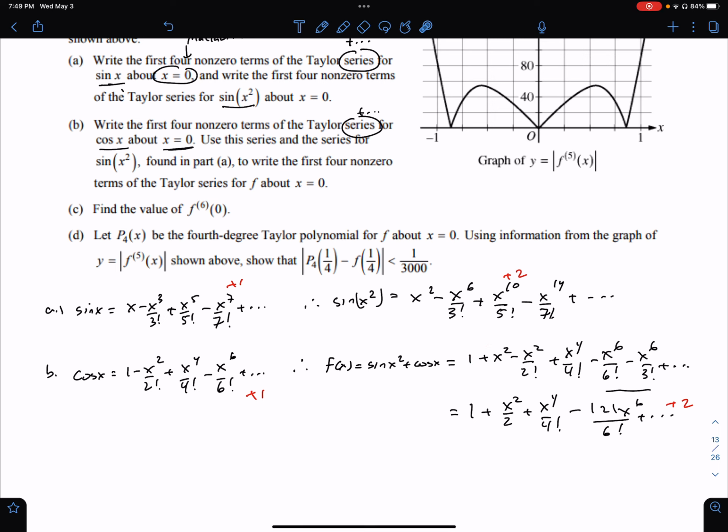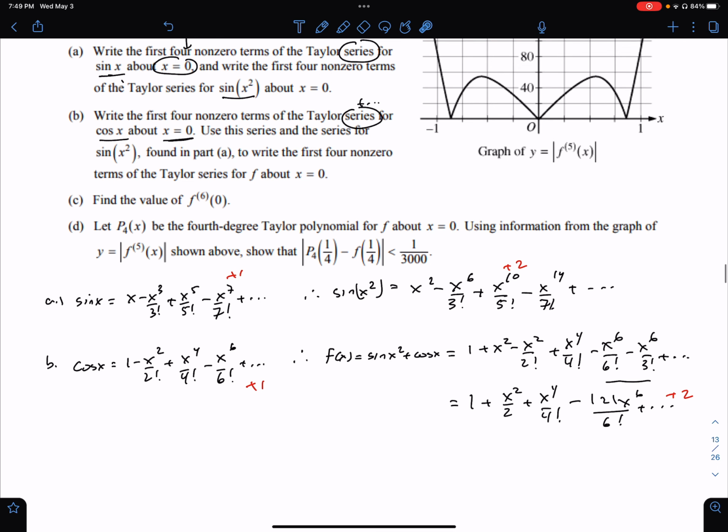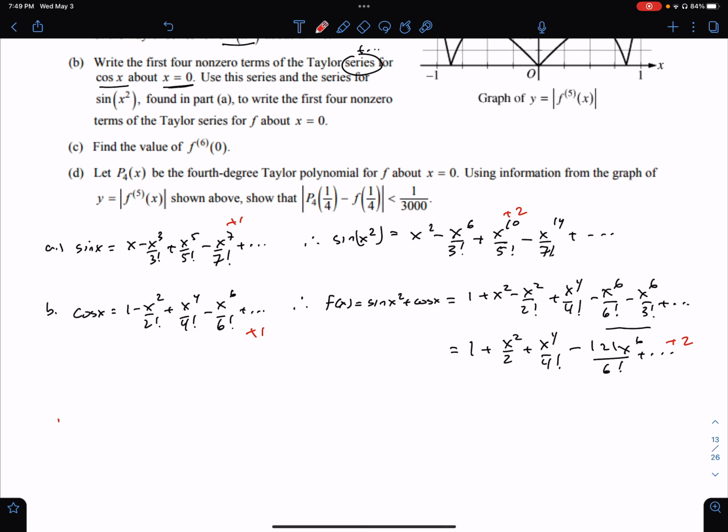Unless we need it later on, which I don't think we do in this problem. All right, so let's take a look here. Now, for part C, we want to find the value of the 6th derivative of the function at 0. So, yeah, we would need it to simplify this. How awful is that? So for part C, we've done lots of these before.